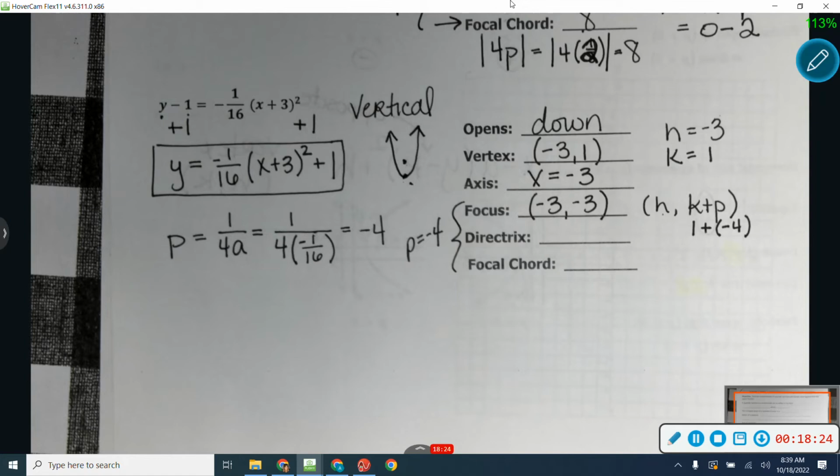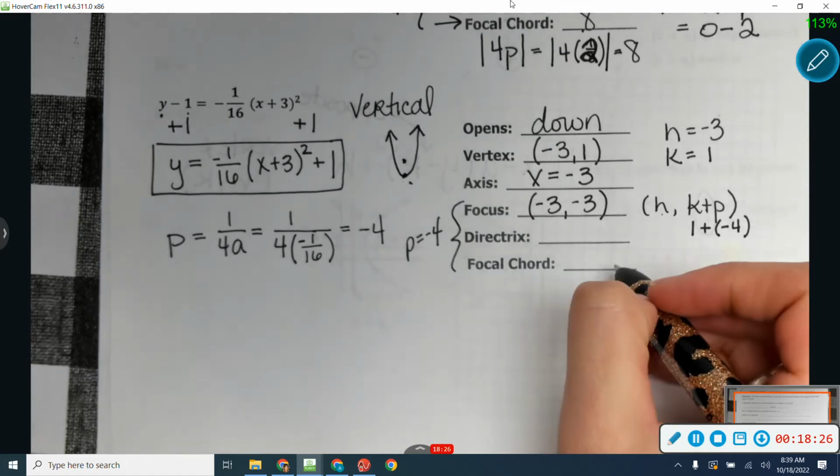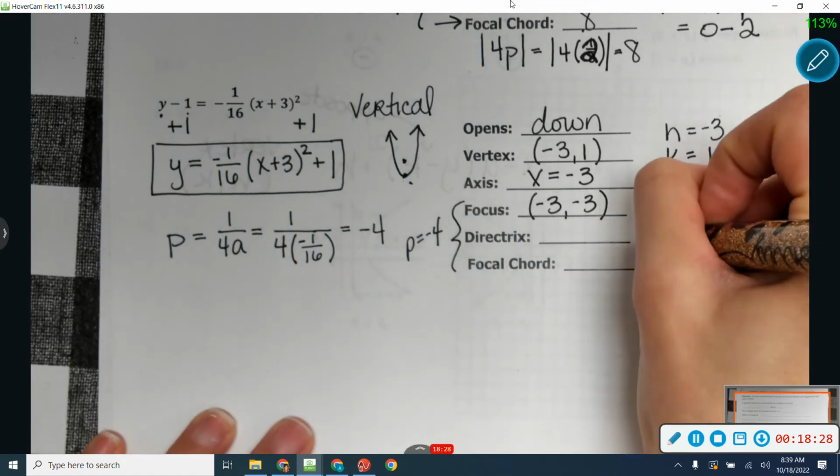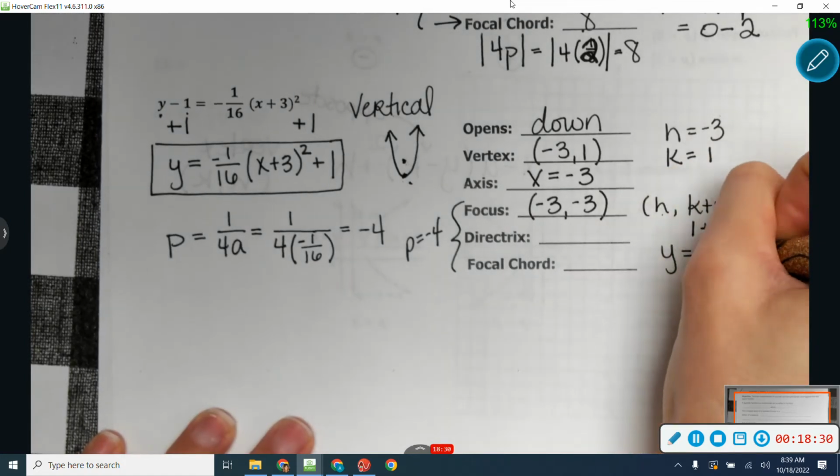Any other questions? Alright, so my directrix formula is y equals k minus p.